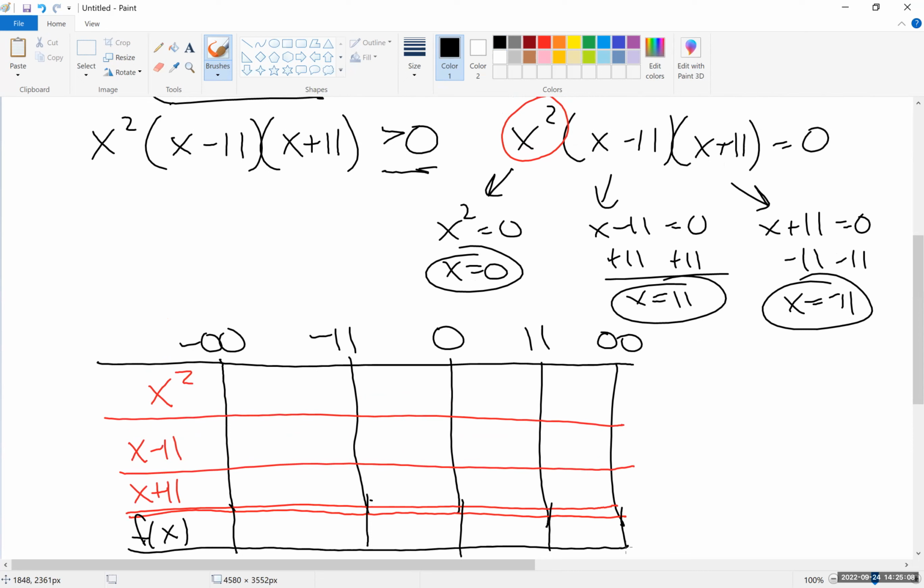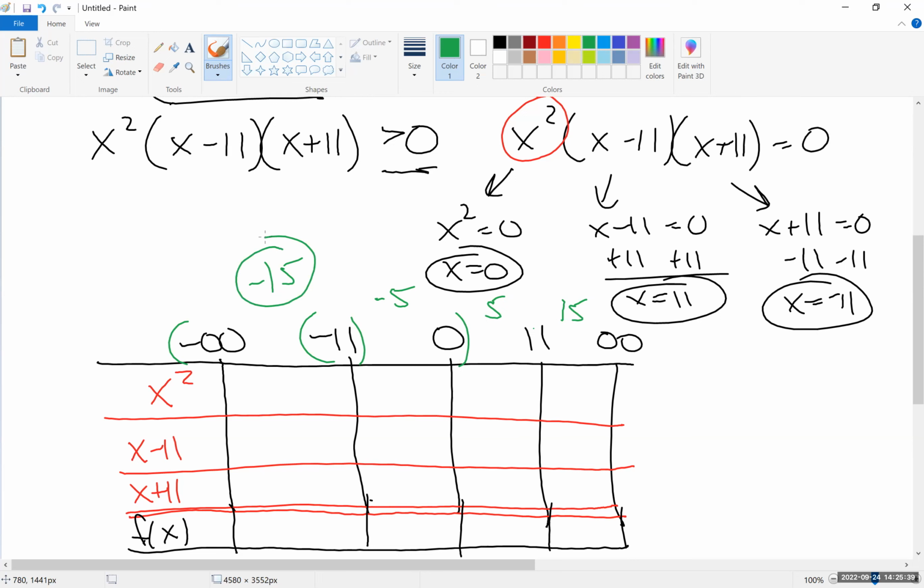All right. So now all we've got to do is pick a number inside each interval. This interval is from negative infinity to negative 11. Well, let's pick, I don't know, negative 15. Pick a number between negative 11 and 0. How about negative 5? Pick a number between 0 and 11. How about 5? And a number between 11 and infinity. How about 15? Okay. And what you do is everywhere you see x, write that number.